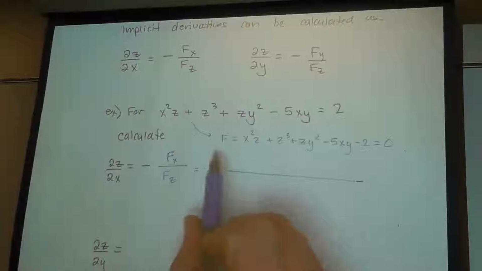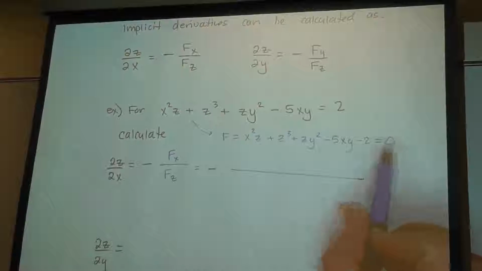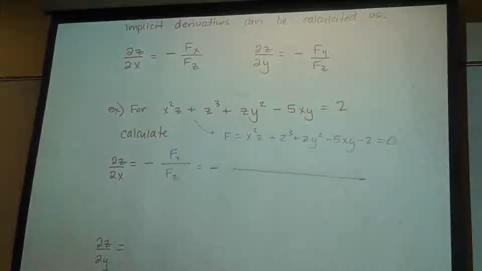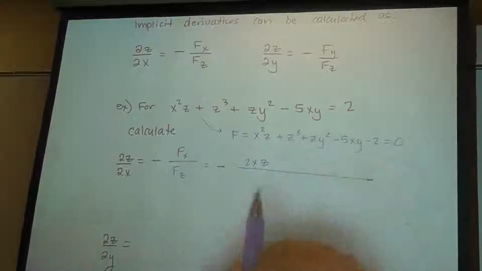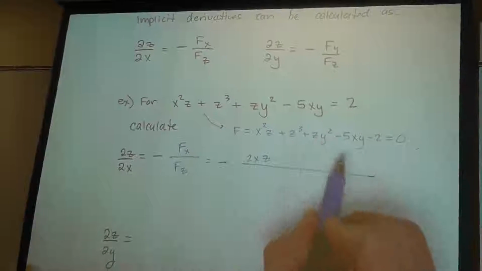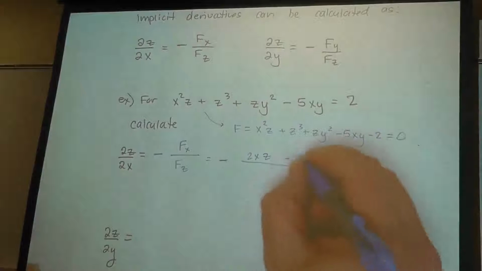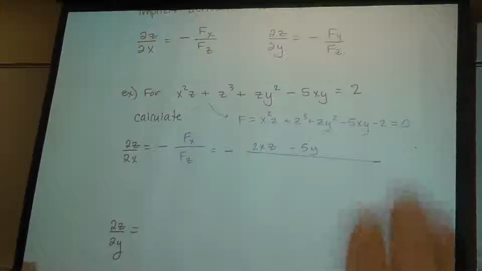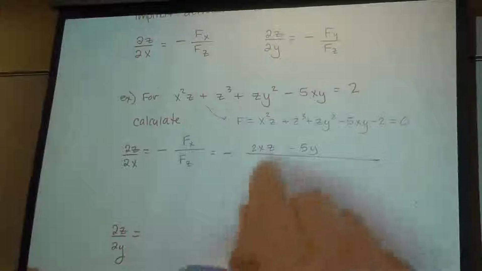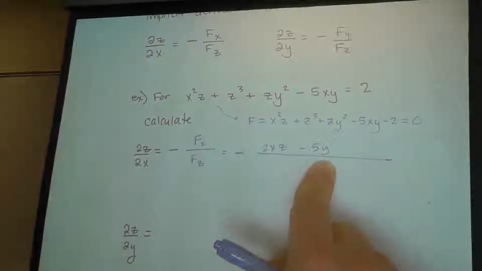If I do this derivative here with respect to x first, just go ahead and put that entirely in the numerator. That's going to be 2xz plus 0 plus 0 minus 5y. So I guess I gave myself way more numerator than I needed. So that all shouldn't be there. But that's all you need for the first part.